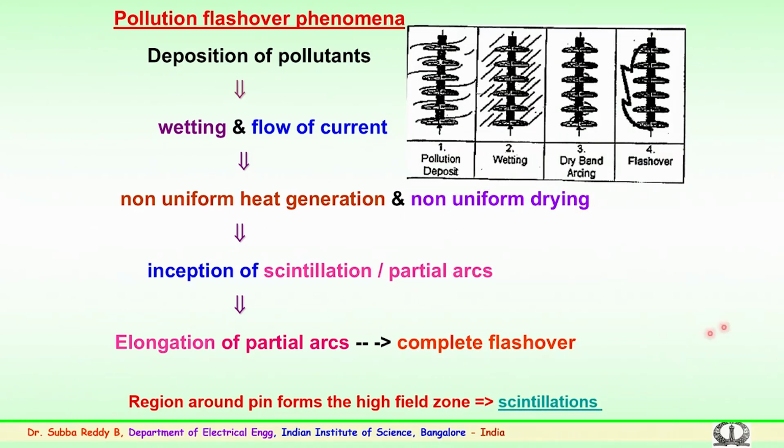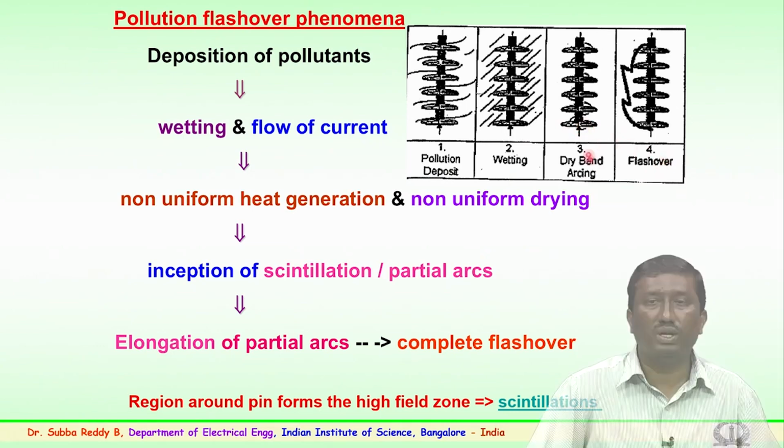So, this shows the schematic of how the pollution deposits, the wetting of the surface, then the dry band arcing, small arcings which take place, and further depending upon the surface condition the entire flashover happens across the insulator string.